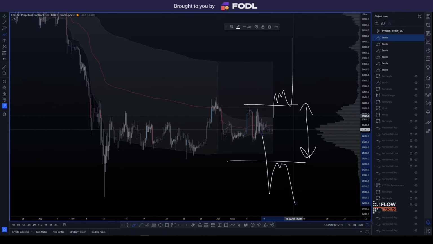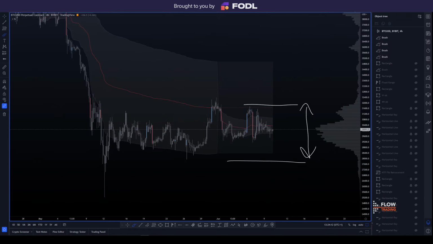The invalidation of those setups is exactly the opposite, and that would mean coming up here, going to the upside like that, and then coming back inside of the range. Well, that's a short position. And if we go to the downside like this, right, and fall back inside of the range, then this is a long position.